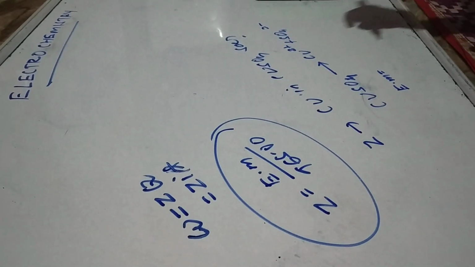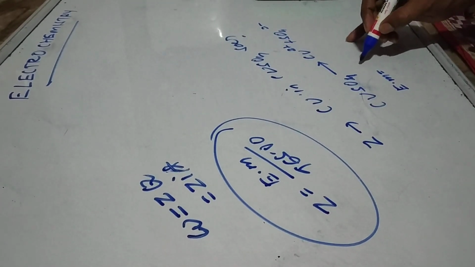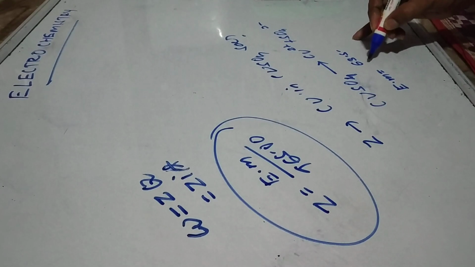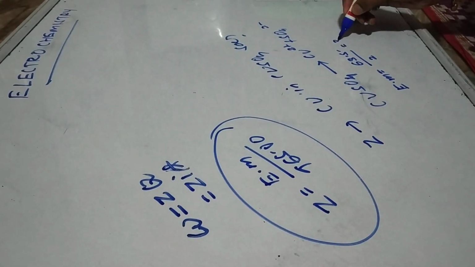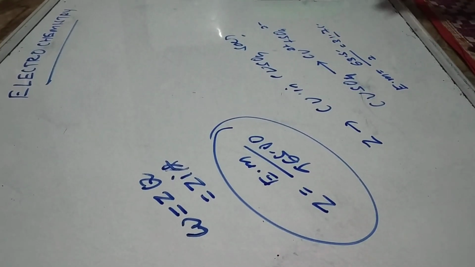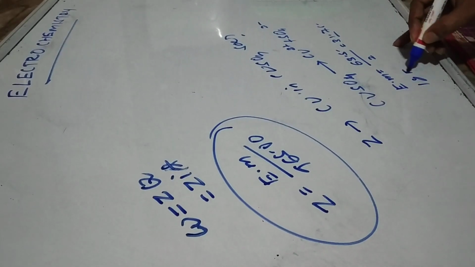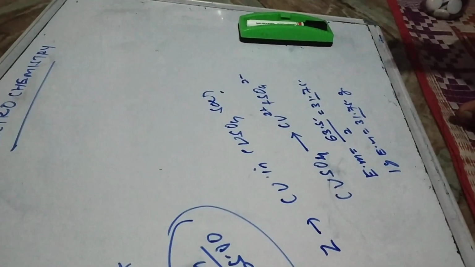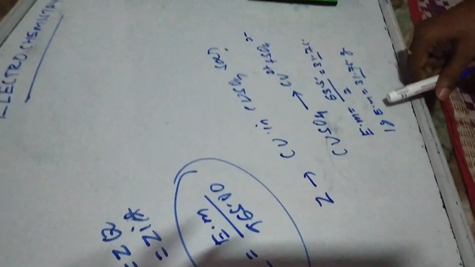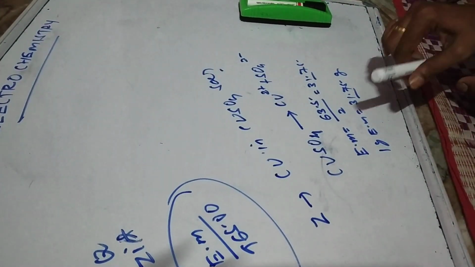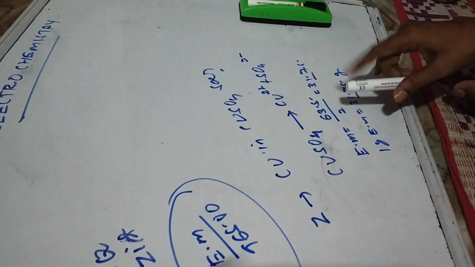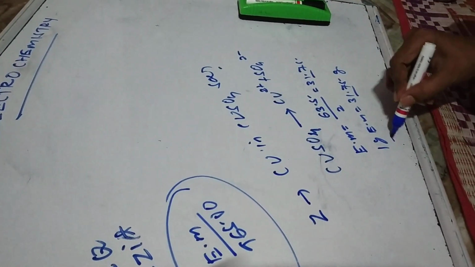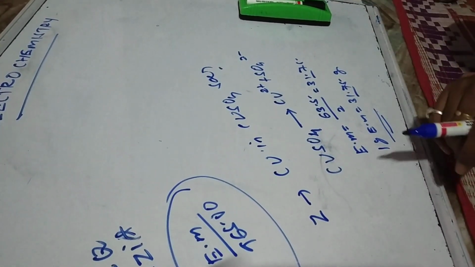Here the valency of copper is 2. So equivalent mass is the atomic mass of copper, 63.5, by valency 2. So that is your 31.75. So I can say 1 gram equivalent mass is equal to 31.75 gram. Remember, 1 gram equivalent mass of substance is deposited if you pass 1 Faraday charge. Already we have discussed this part also in the last class.